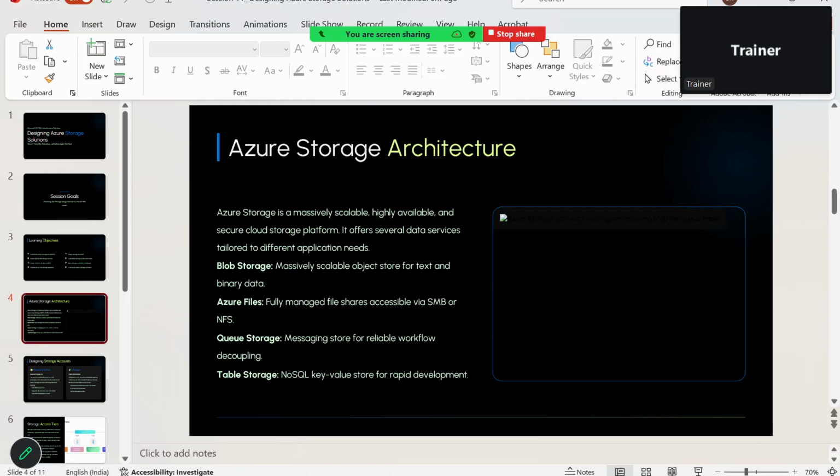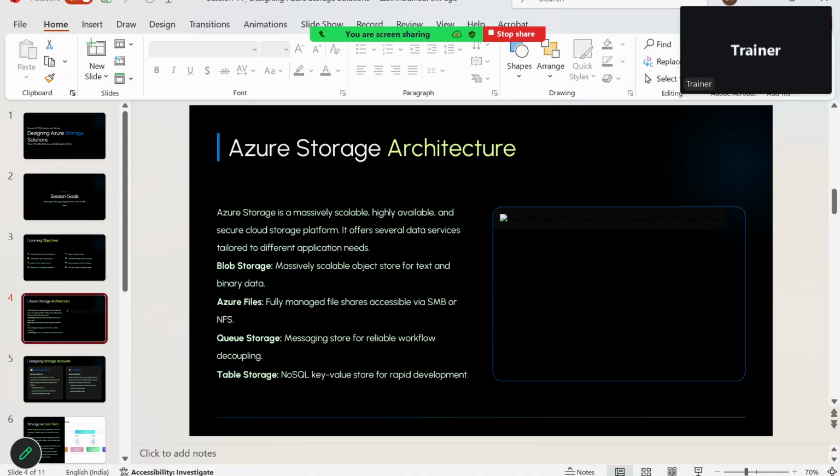Imagine a multinational insurance company whose applications generate customer documents, images, backups, application logs, reports, and analytics data. Organizations need durable storage, secure storage, cost-effective storage, and globally available storage, and Azure Storage provides the foundation. So what is Azure Storage? Azure Storage is a massively scalable, highly available, and secure cloud storage platform. It offers several data services tailored to different application needs.